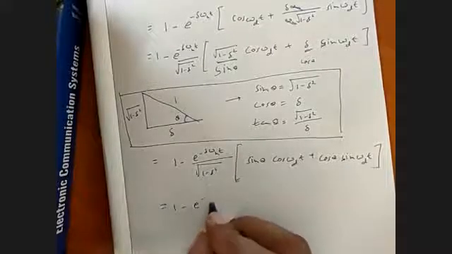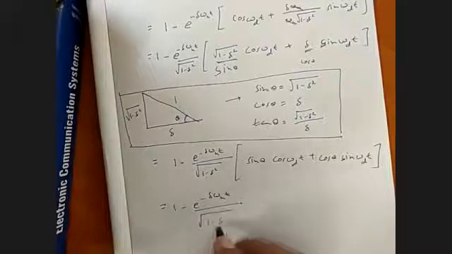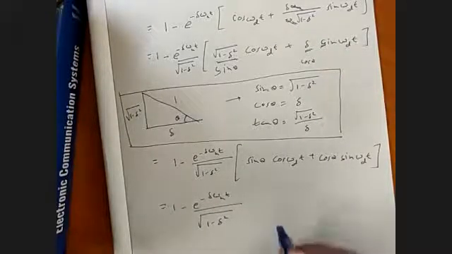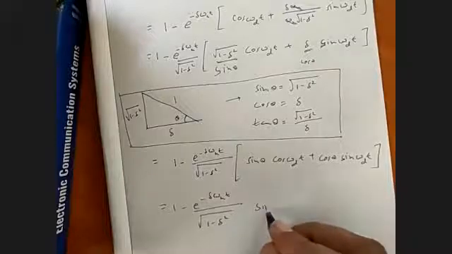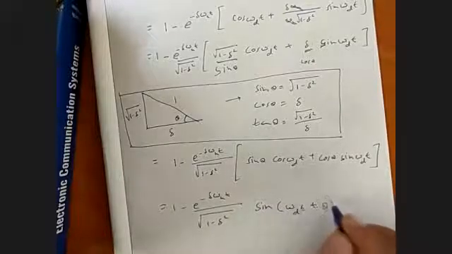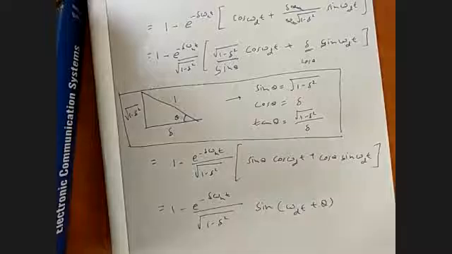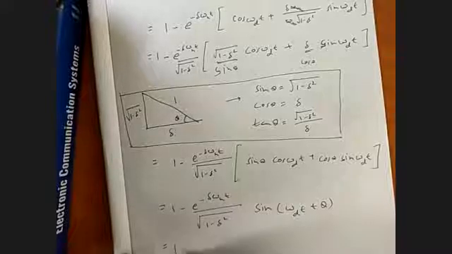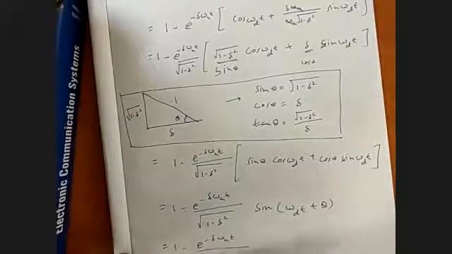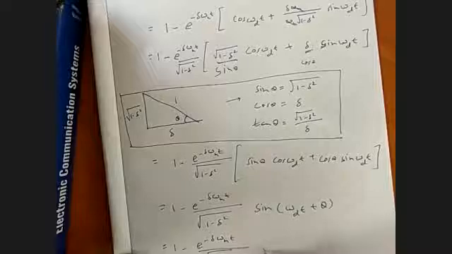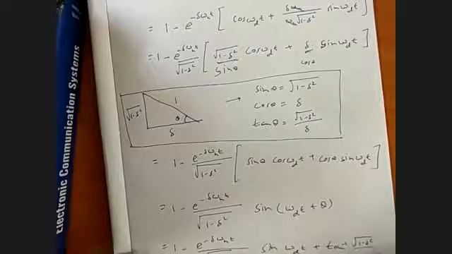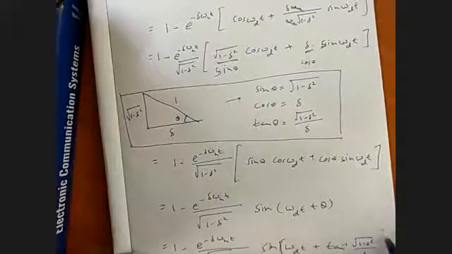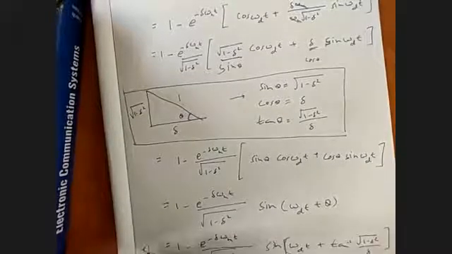1 minus e raised to power minus delta omega n t upon under root 1 minus del square, sin (A plus B), that is sin (omega d t plus theta). And that is 1 minus e raised to power minus delta omega n t upon under root 1 minus del square, sin (omega d t plus tan inverse of under root 1 minus del square upon delta). This is your c(t).